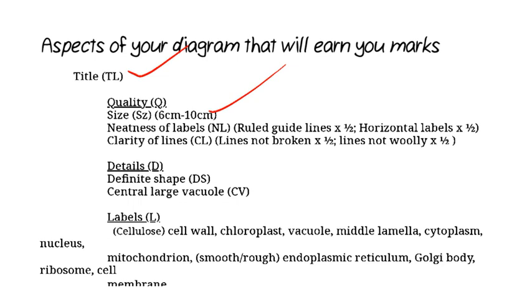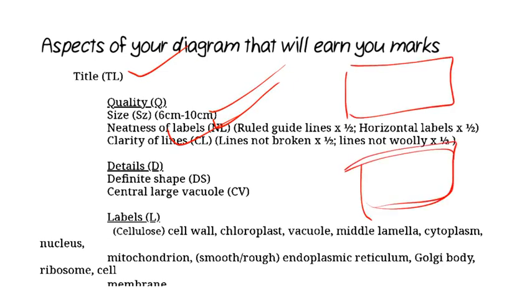There should be neatness of labels, like I said. There should be clarity of lines. You want to draw clear lines and not lines like these. The diagram should have a definite shape, as in the case of the plant cell. And a plant cell should have a central large vacuole. This is specific to a plant cell. Once you are going to draw a plant cell, there's a need that you draw a central large vacuole.